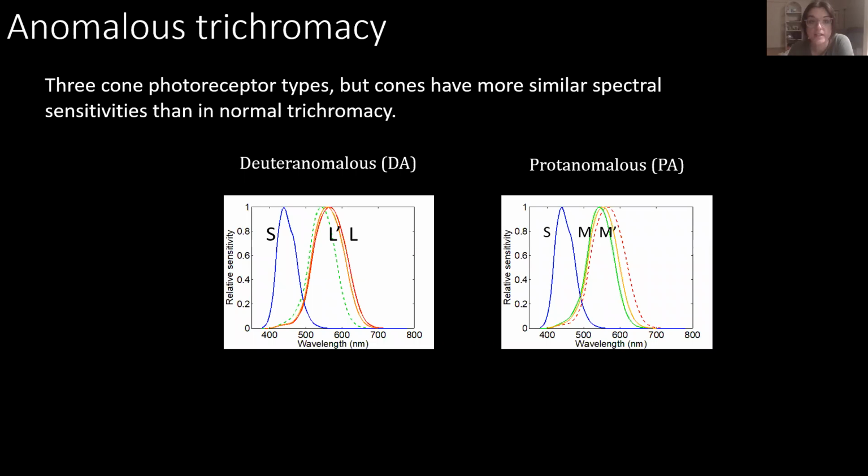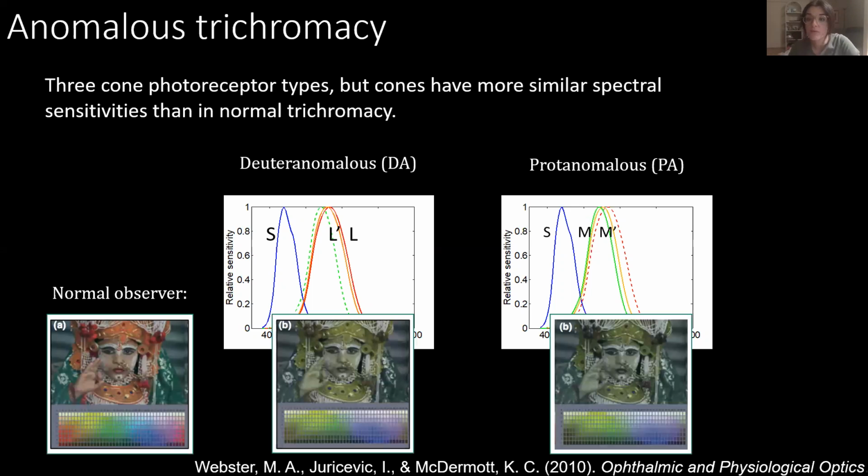So just briefly, anomalous trichromacy, as we all know, is a type of color vision deficiency where there are three types of cone photoreceptors, like in normal trichromacy, but two of the cone types are more similar in spectral sensitivity. And so this decrease in spectral separation, of course, results in a reduced ability to discriminate between colors that are reddish and greenish. But when we think about what the world actually looks like to someone with anomalous color vision, things are a bit complicated.